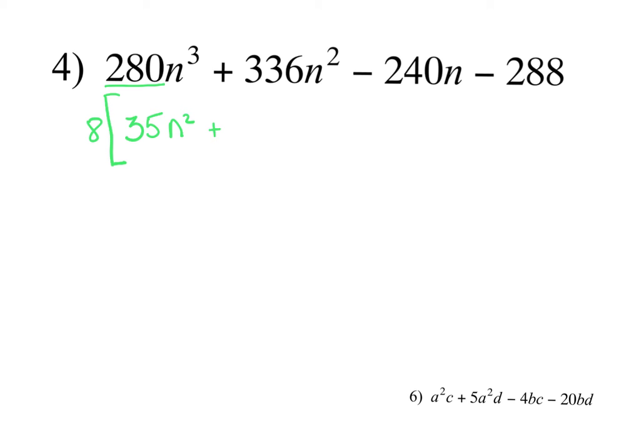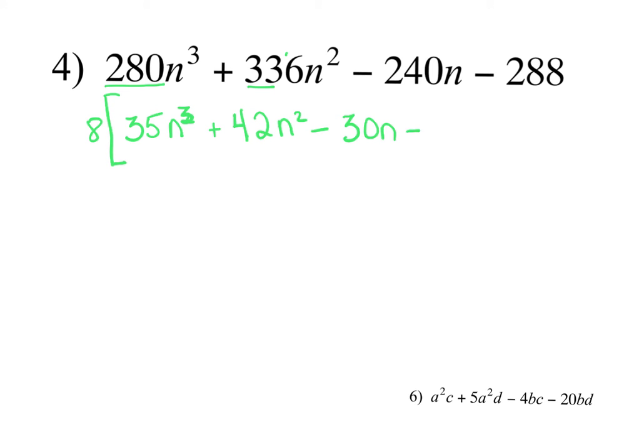All right. What about the next one? 8 goes into 33. How many times? 4 with 1 left over. 8 into 16. How many times? 2. And we have that n squared. All right. 240. That's an easy one. How many times does 8 go into 24? 3 times. So 30 there.